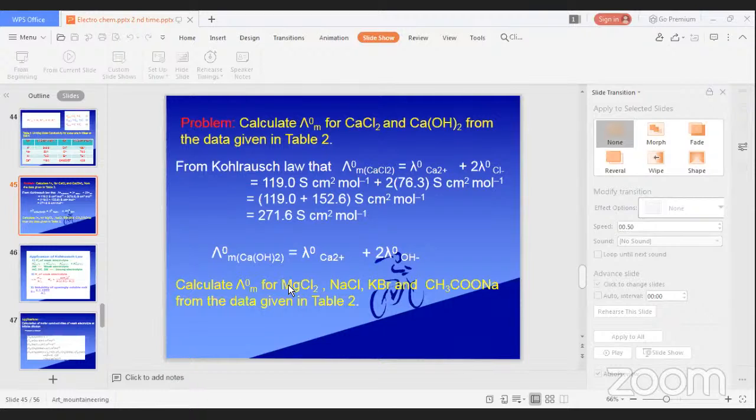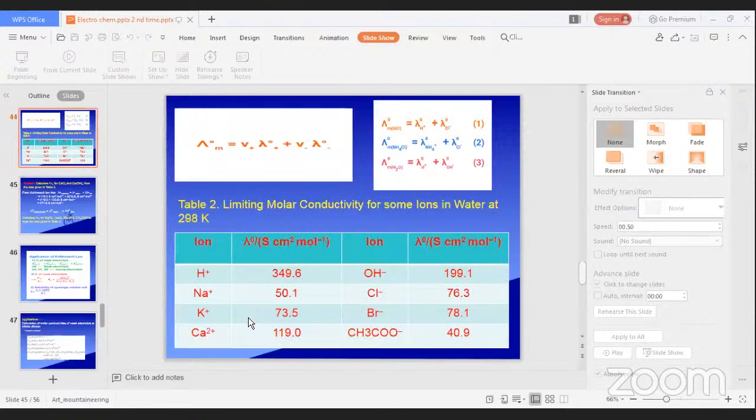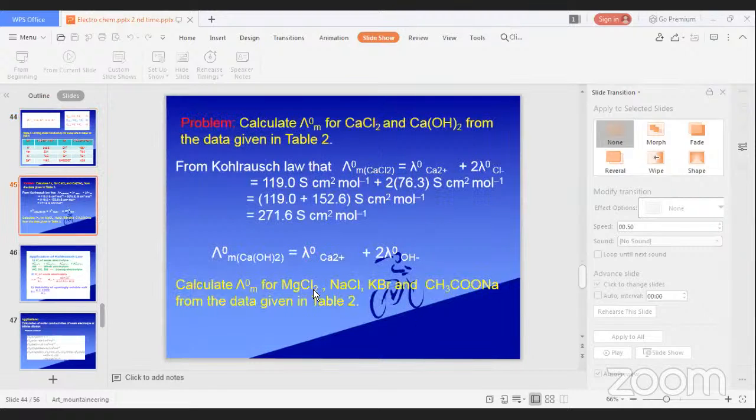What is the value of the magnesium plus 2? You have to refer to the textbook. In there, the magnesium plus 2 value is there, then chlorine, all these values are here. Whatever the chloride ion is present, you have to substitute the 76 value like that. So you have to calculate the limiting molar conductivity of magnesium chloride, sodium chloride, potassium bromide, and sodium acetate. All these you have to calculate simply by substituting the value.